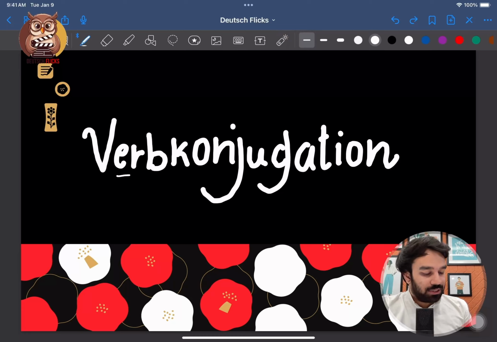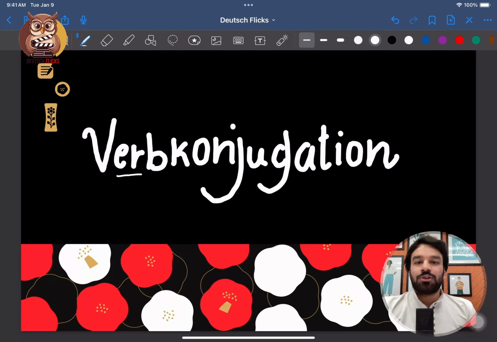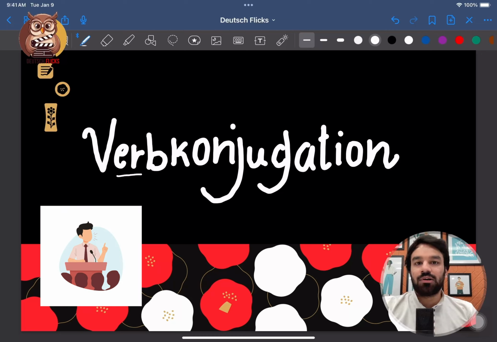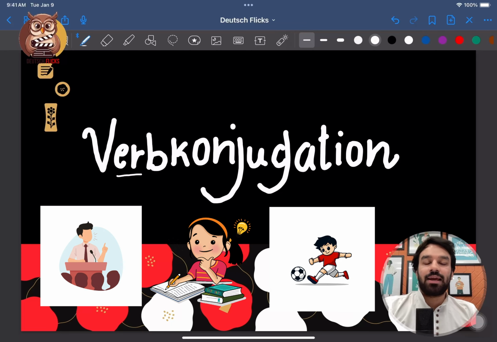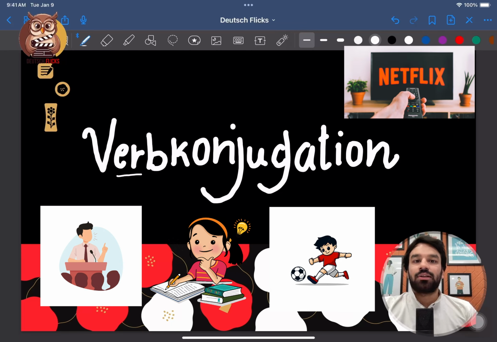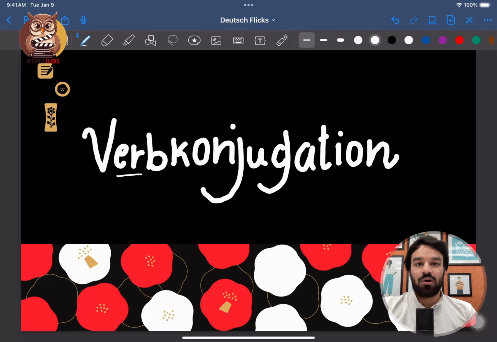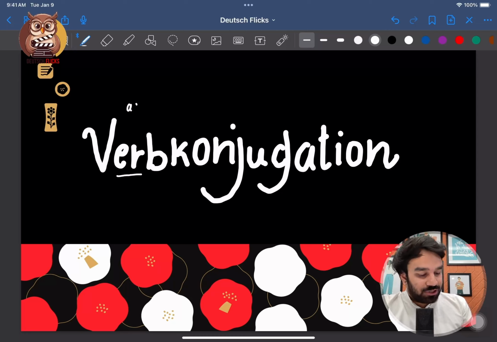Let's talk about this term called verb. So verb is nothing but a word that describes what the subject of a sentence is doing. For example, to speak is a verb, to write, to play, to watch. These are the examples of verbs. So verbs denote action.